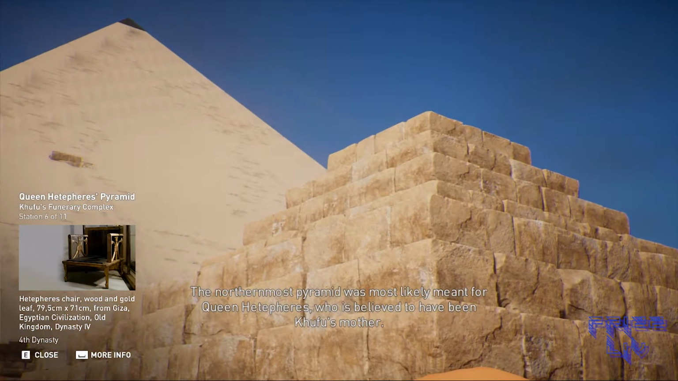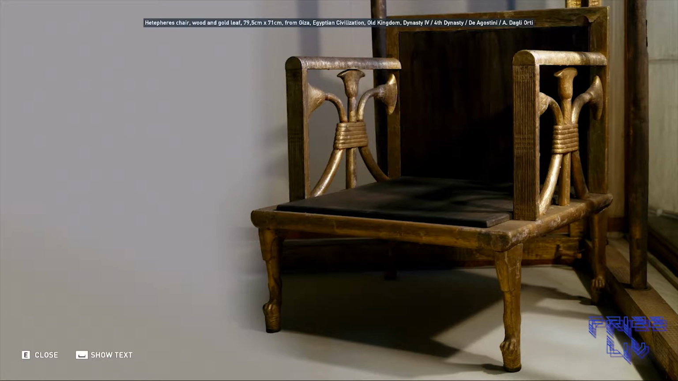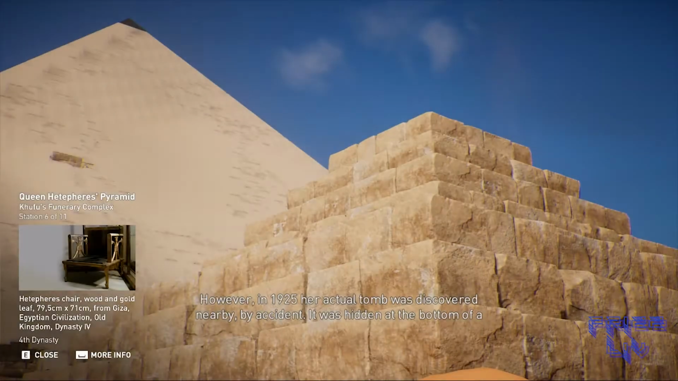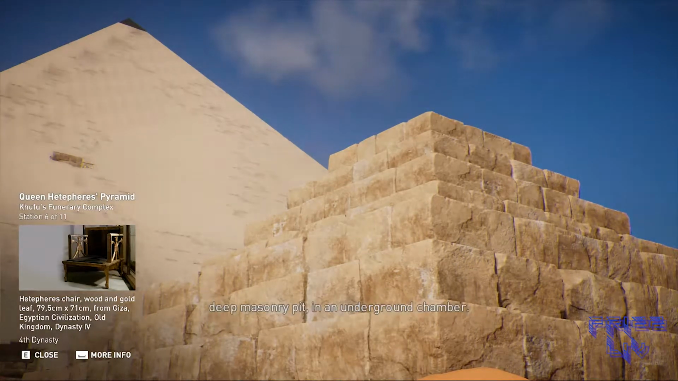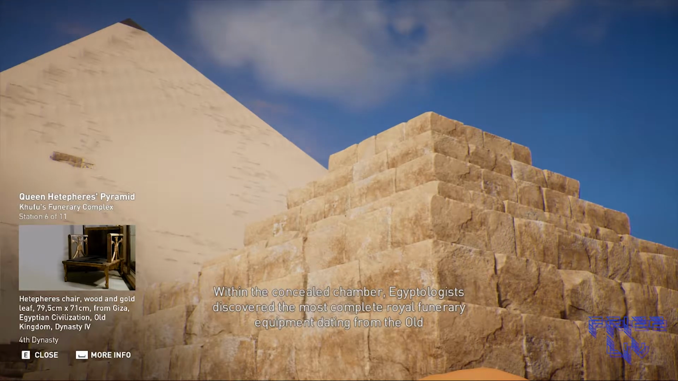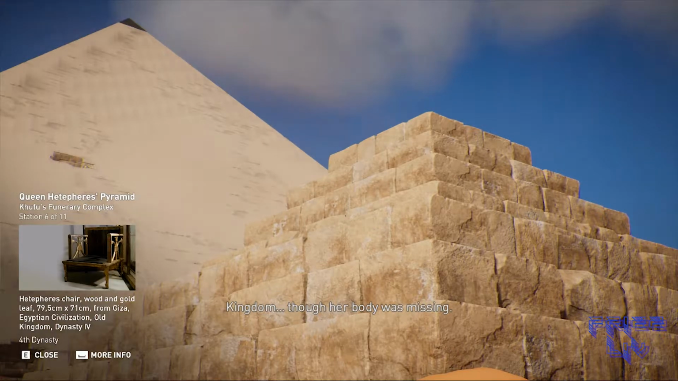The northernmost pyramid was most likely meant for Queen Hetepheres, who is believed to have been Khufu's mother. However, in 1925, her actual tomb was discovered nearby by accident. It was hidden at the bottom of a deep masonry pit in an underground chamber. Within the concealed chamber, Egyptologists discovered the most complete royal funerary equipment dating from the Old Kingdom, though her body was missing.